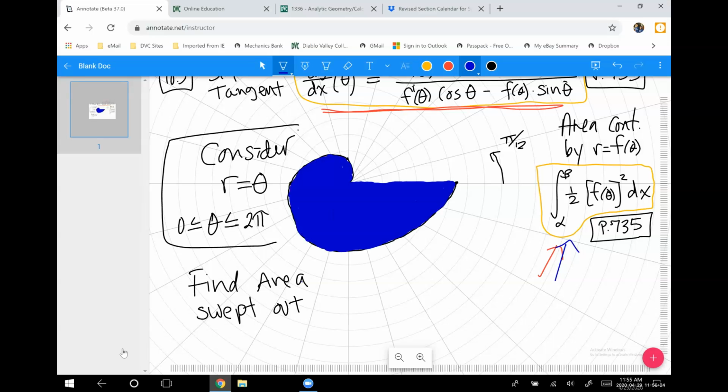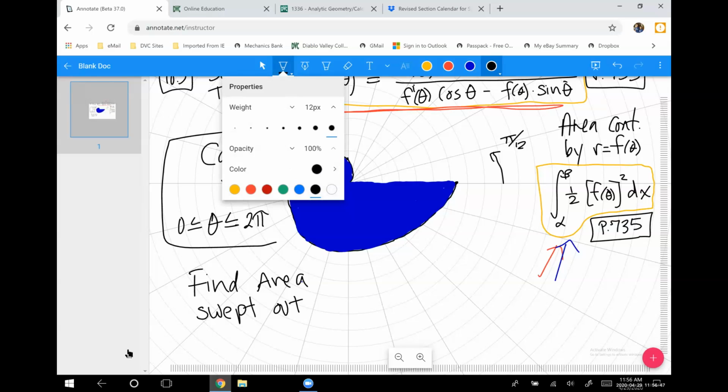I have a question. Yeah, go ahead. So is the function that we're considering r equals theta? Correct. It says right to the left of the graph, consider r equals theta, with 0 less than or equal to theta less than or equal to 2 pi. And I'm trying to make a better graph of that. Thank you. Sorry, I wasn't sure if we were still doing the 1 minus sine theta. Yeah, my bad.